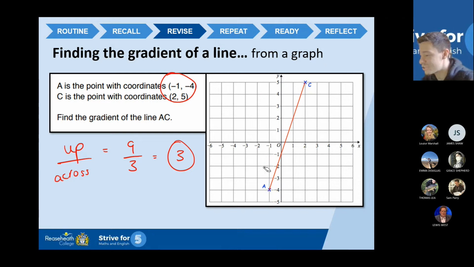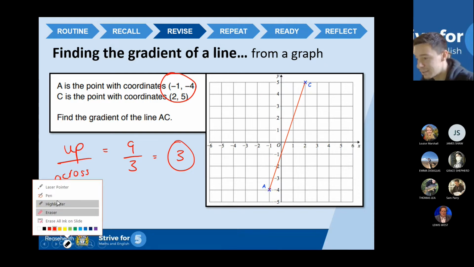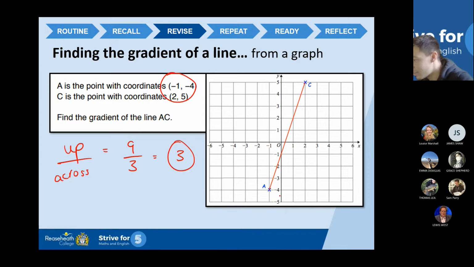I can look at that in action now. Let's see if I'm right. Let's go here at the bottom. 1 across, 3 up. Perfect, it works. That's a really good way to check. 1 across, 3 up. 1 across, 2 up. Perfect. 1 across, 0.5 up. It's a bit difficult when you're dealing with decimals, but hopefully you can see it.